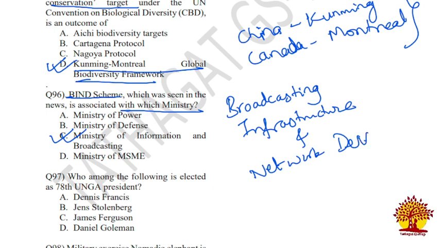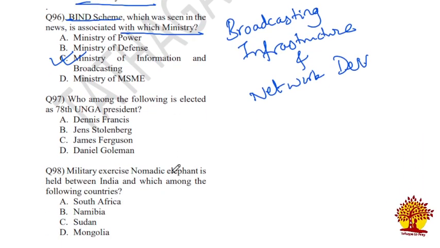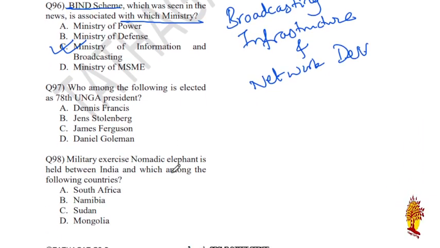It is a central sector scheme providing a financial support to Prasar Bharati for the expenses related to the expansion and the upgradation of broadcasting technologies and infrastructure in the current development of civil works related to the Prasar Bharati. Okay, they want to upgrade the Prasar Bharati system.